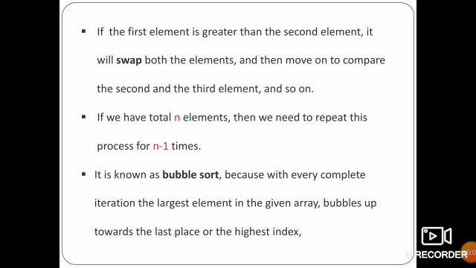So this is the method we will follow. If the first element is greater than the second element, the swapping will be done. Swap both the elements and then move on to compare the second and third element, until all n elements have been compared. This is repeated for n minus 1 passes. If we have n numbers in total, we need to repeat this process n minus 1 times. It is known as bubble sort.